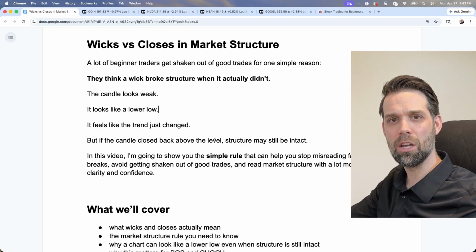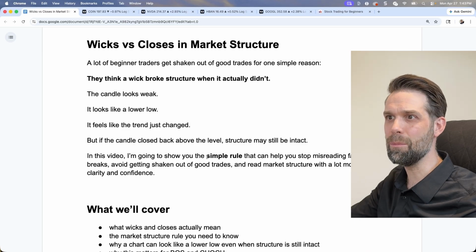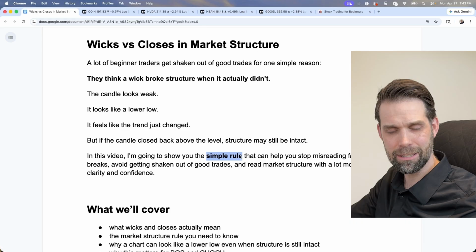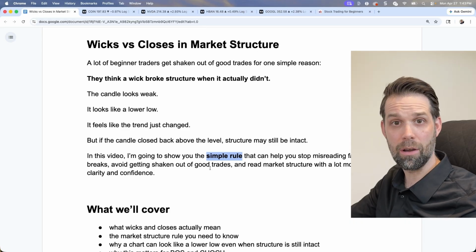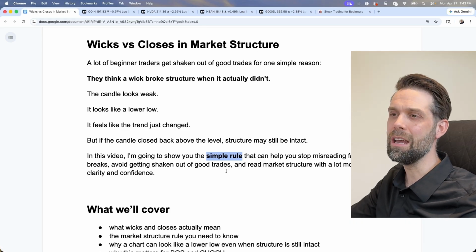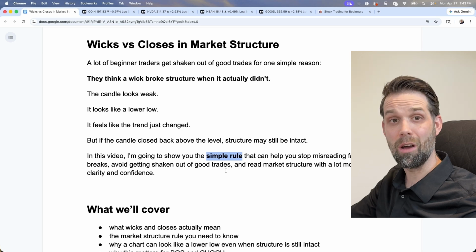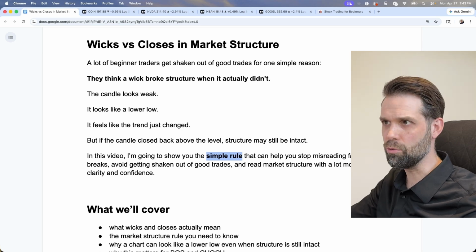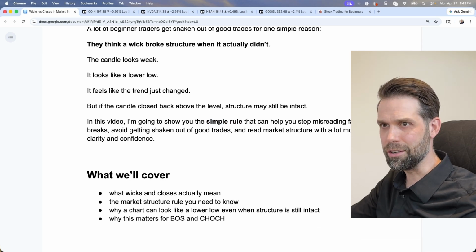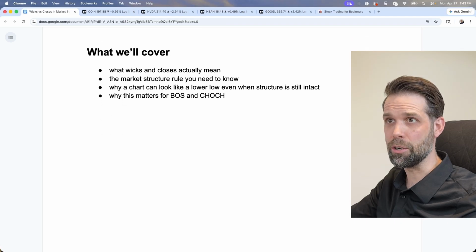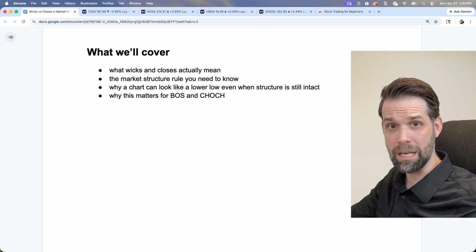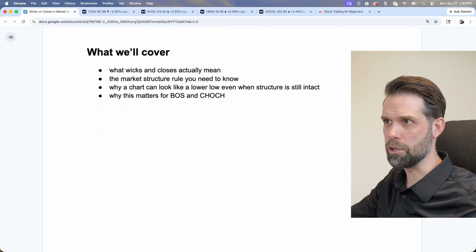So in this video, I'm going to show you the simple rule that can help you stop misreading fake breaks, avoid getting shaken out of good trades, and read market structure with a lot more clarity and confidence. It's a really important topic to understand for reading basic market structure, no matter what strategy you are using and no matter what time frame you are trading with.